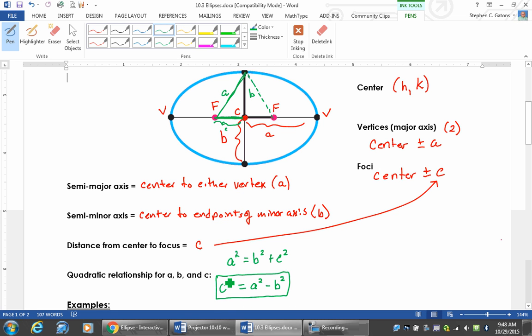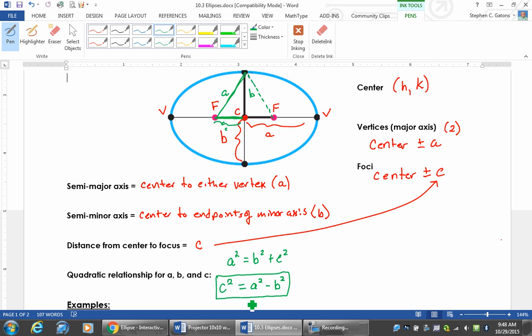That is the quadratic relationship that is found after you know what A squared and B squared are. A squared is going to be one of your denominators, B squared is going to be the other one. You always subtract the smaller one from the bigger one, and then C will be the square root of whatever that ends up being. Okay? That's where they come from.